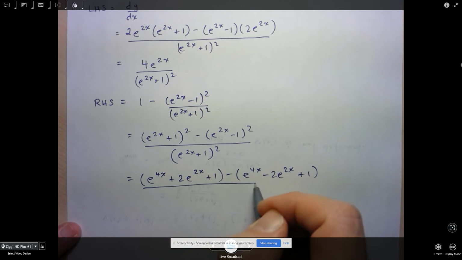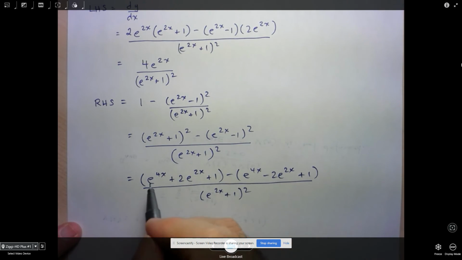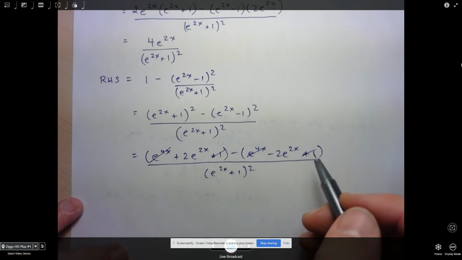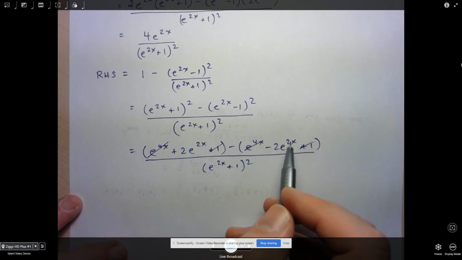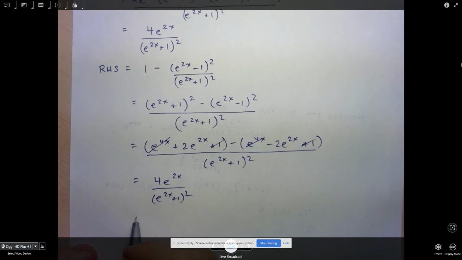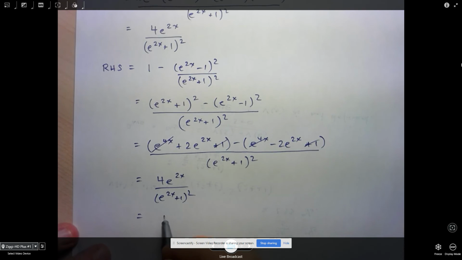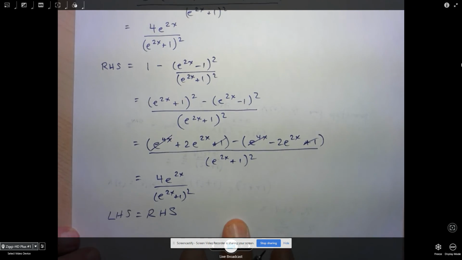Okay, and I think we can see where this is headed at this point, because these are just going to cancel out. The ones are going to cancel out, and the only thing I'm going to be left with here is 2e to the 2x plus 2e to the 2x. So that's 4e to the 2x all over e to the 2x plus 1 squared. All right, and that's just equal to, we have that the left-hand side is equal to the right-hand side. Okay, so we've proven what we set out to prove.